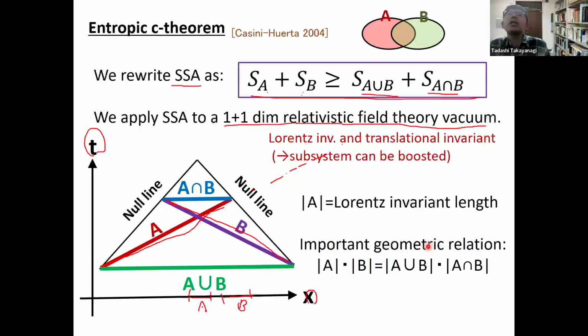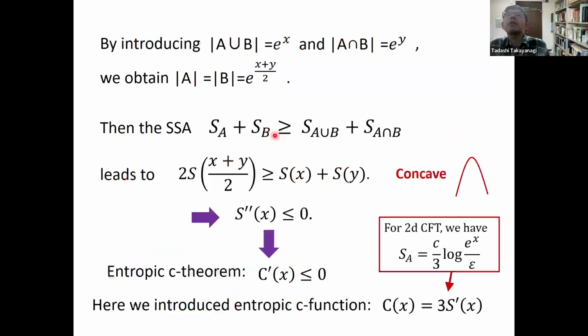So then strong subadditivity, SA plus SB greater than this, is just written in terms of X and Y like this. This is something we know very well, an inequality we often see. It really just says that the function S is a concave function. The second derivative is non-positive. Okay? So the middle point is here, but the average of these two is here.